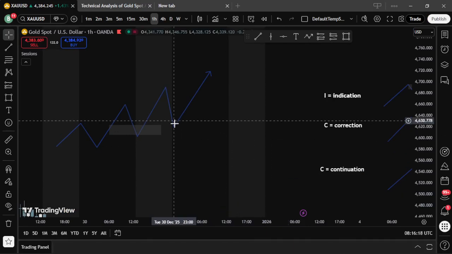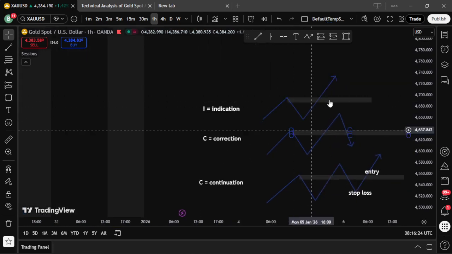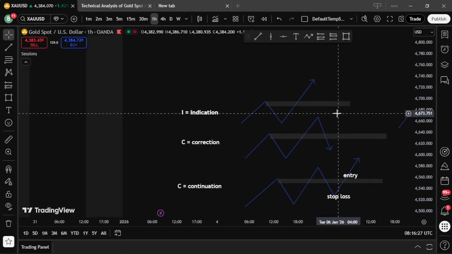So that's basically ICC, right? Now, what you have to realize is that in ICC, you have to identify the market structure, whether higher highs or higher lows, so that you can mark your indication very well and your correction very well.